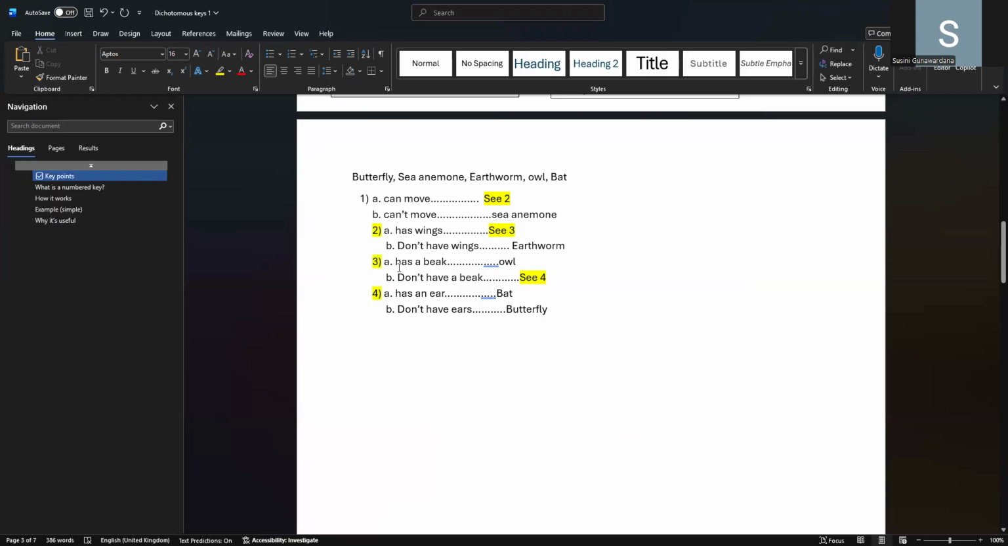So I have taken has a beak, that is owl, and the remaining 2 animals will be butterfly and bat. So as there are 2 animals, I have mentioned C4 there. And that C4 will be indicating butterfly and bat. To that I have taken has ears, and don't have ears. So that is butterfly and bat.